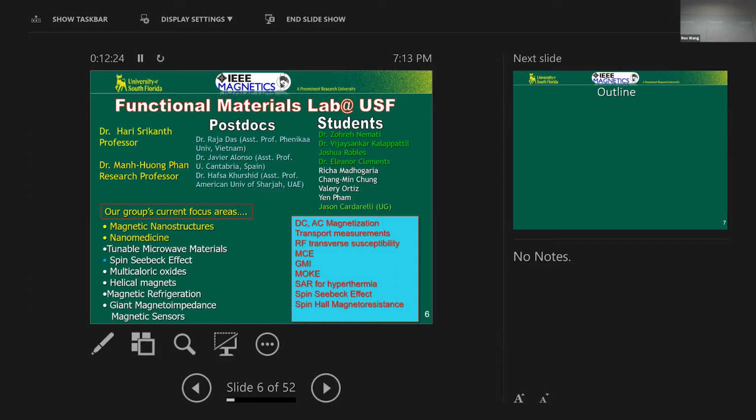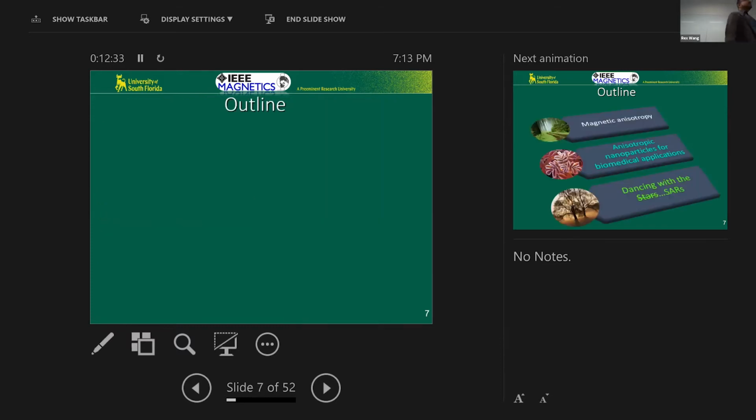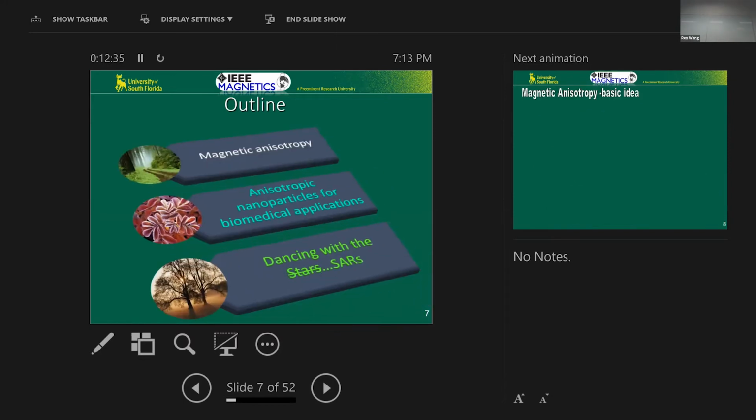So I'm going to tell you how we do this experimentally, how you measure the heating efficiency for cancer therapy. So that's the second experiment. Okay, so the outline of my talk is that first I will introduce magnetic anisotropy. I'm assuming this is an outreach talk, so it'll be broad. I'm going to tell you all about how to measure this and how to define these things. Magnetic anisotropy, and the main part of the talk is to use these anisotropic nanoparticles for biomedical applications.